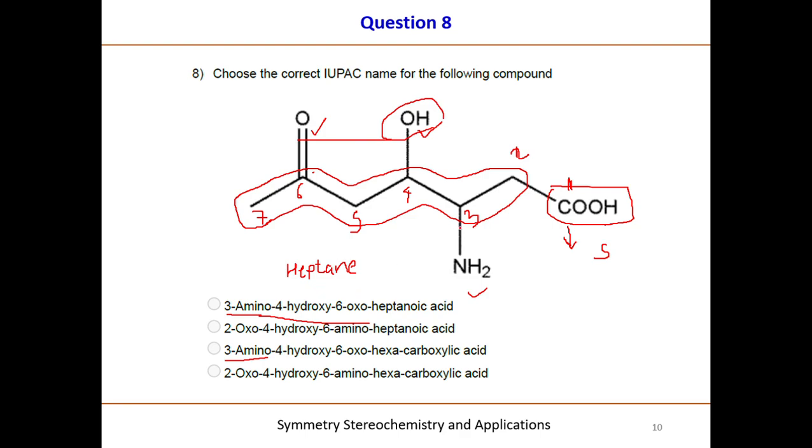Now you can see here at carbon number 1 we have the acid. Because it is at carbon number 1, we can write the locant or not, it's up to you. So we will not write 1. Directly we will write heptanoic acid. Heptanoic acid, because it's at carbon number 1, so we are not writing 1. Option number 1 will be your correct answer: 3-amino, 4-hydroxy, 6-oxo heptanoic acid. You can cross check other options also, then you will get the correct answer.